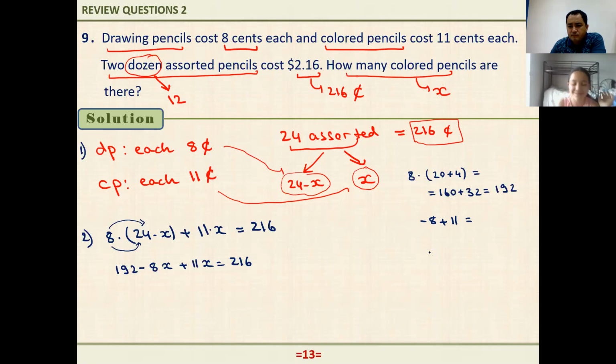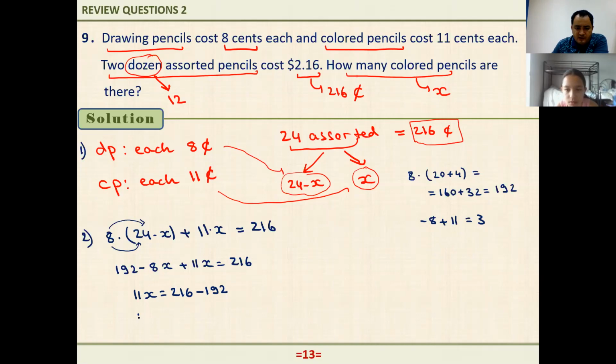I am so dumb. It is 3, right? Yeah. Good. So here we have, because this 11 is greater, we need to put the greater number sign. So here we have 11x. On the right hand side, still I have 216. I should take this 192 to the right hand side, minus 192.